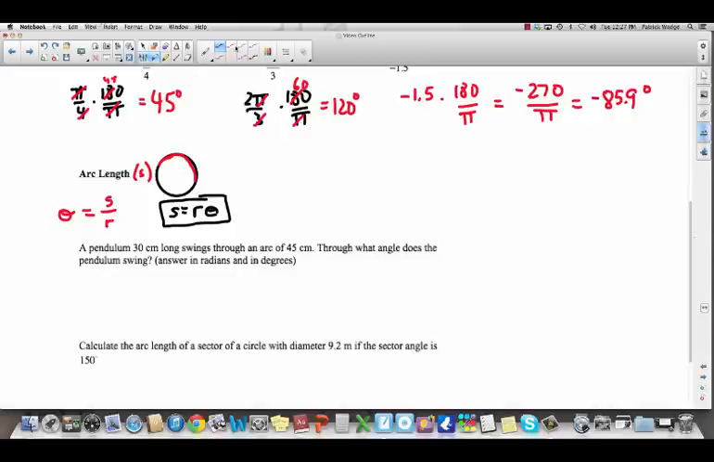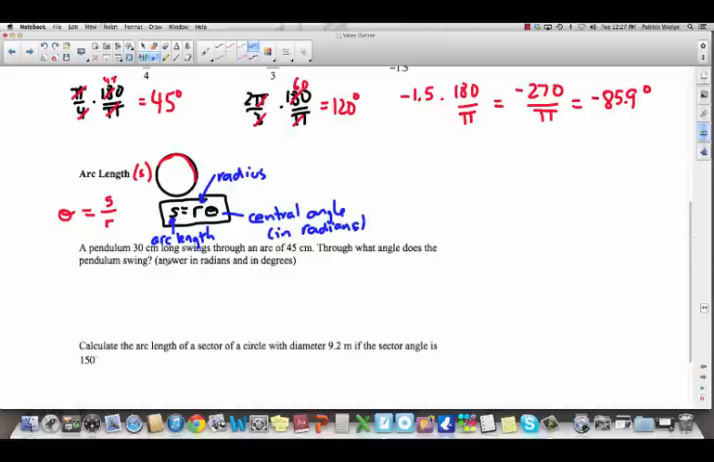So just to make sure you're clear what all those things are, S here is arc length, r is the radius of the circle, and this is the central angle. And it's very important that you realize it's in radians. You must have it in radians. It won't work if you have it in degrees.